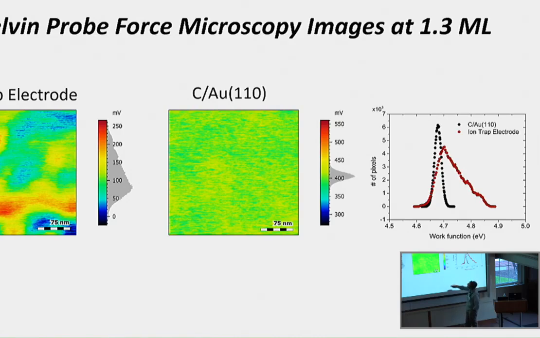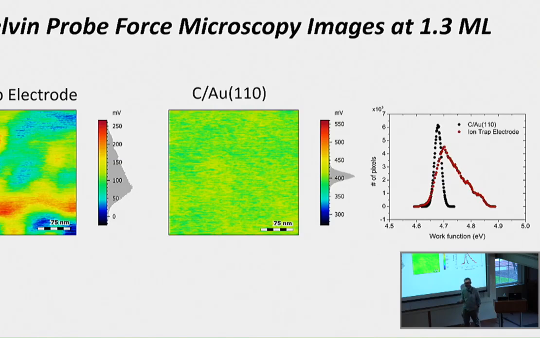1.3 monolayers. They're both the same coverage. They look completely different, right? Because this is a polycrystalline, electroplated gold ion trap with large patches. You see the histogram of that image, and his histogram is here, and I've reproduced them here. And the fact that this is wide would mean that you have a lot of work function possibilities on your surface.